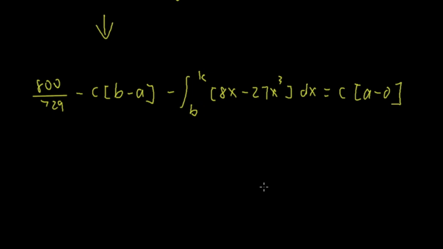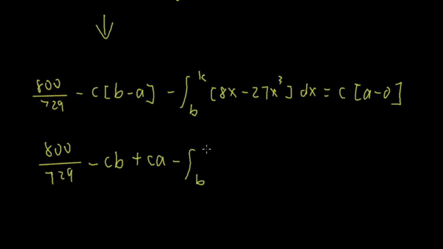Okay, now, so we have to solve this. Let's distribute the c here first. Minus c times b plus, right? Minus minus becomes plus c times a minus this. Now, this is just c times a, right? C times 0 is 0.